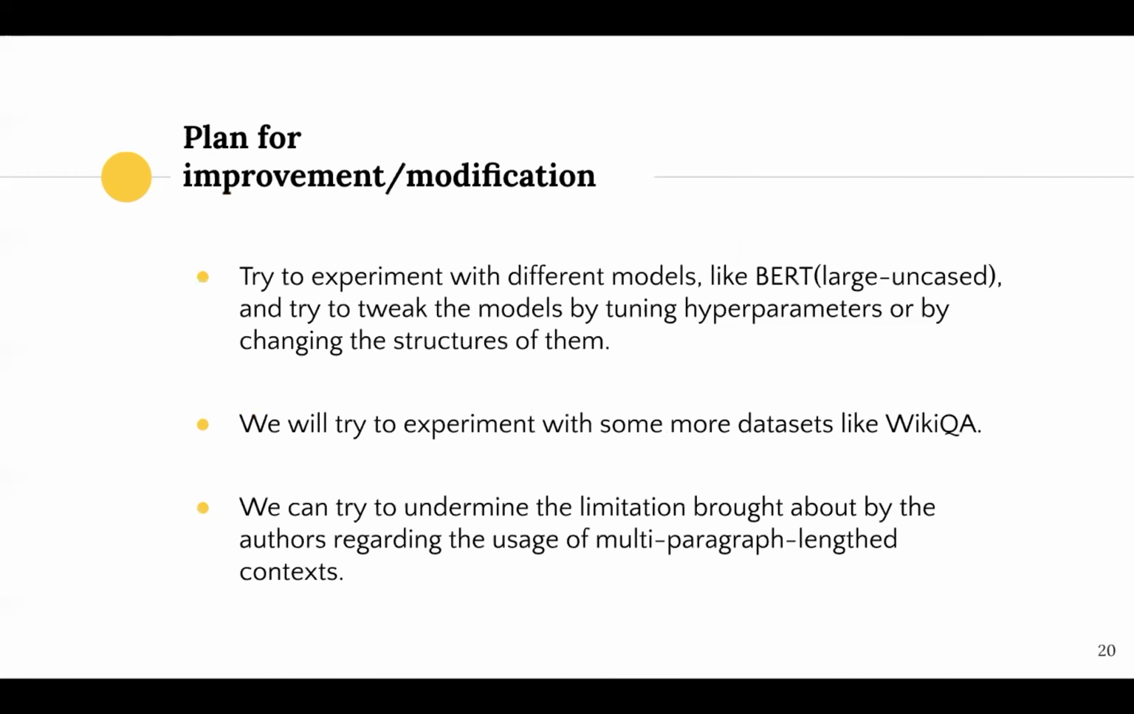Then we'd like to experiment with different models like BERT large uncased, and try to tweak the model by tuning hyperparameters or by changing the structure of the model itself. This is self-explanatory. Then we'd like to experiment with some more data sets like WikiQA, which is also self-explanatory. And we'd like to try to overcome the limitation brought about by the authors regarding the usage of multi-paragraph length context. In the paper itself, authors used only one paragraph length context, but we'd like to see how the model is going to work with different length paragraph context.